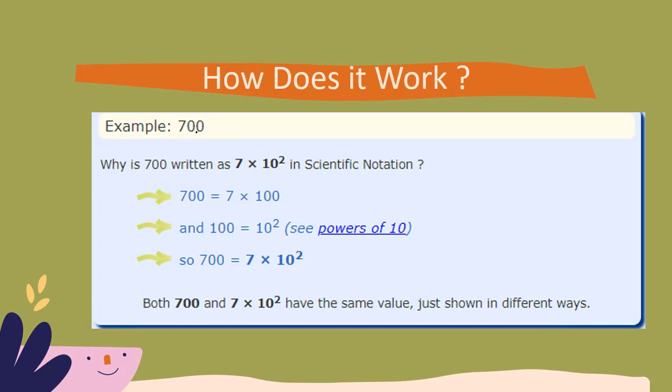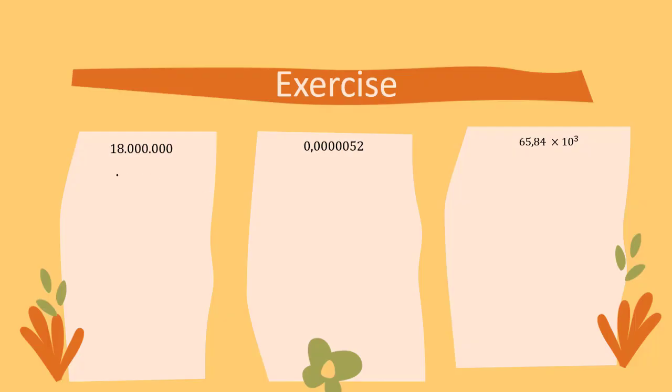So for example, if I have 700, I can write down 7 times 10 squared. To find 700, we can multiply 7 times 100, right? And 100 we can change into an exponent, 10 squared. So we can substitute 100 with 10 squared. So it will be 7 times 10 squared. So let's do an exercise together.